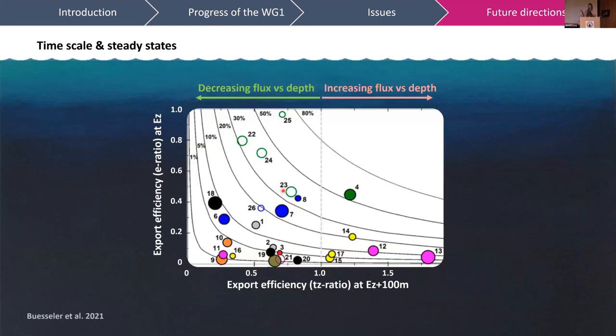I don't know if it was clear, but here are the real data. On the left, the flux is decreasing with depth with a classic attenuation curve, and on the right, it's increasing flux with depth after the sink of a bloom, leading to unrealistic high values that are more than 100%. So I don't have any solution, but we really may need a new metric to move on.